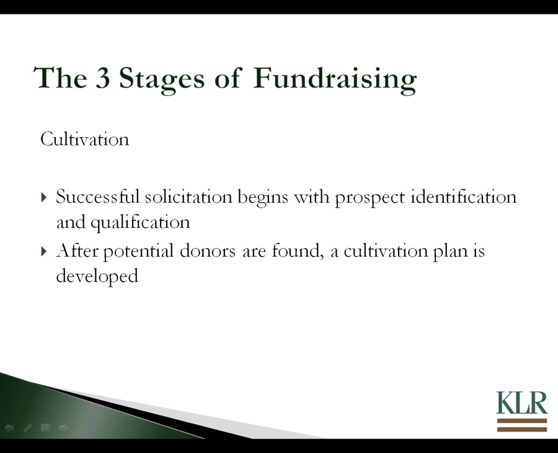So let's talk about cultivation. Prospect identification and qualification is the beginning of the process. Say your organization has a fundraising golf tournament. Everyone who plays in that golf tournament is an identified prospect. But some players may only have played just to get to play on that particular golf course. That is what we call prospect qualification.